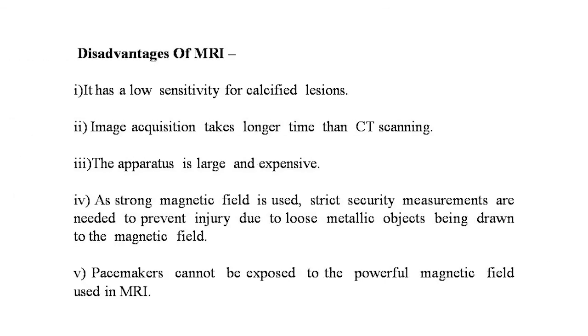Disadvantages of the MRI are it has a low sensitivity for calcified lesions. Image acquisition takes longer than CT scanning. The apparatus is larger and expensive. As strong magnetic fields are used, strict security measures are needed to prevent injury due to loose metallic objects being drawn to the magnetic fields. Pacemakers can be affected by the powerful magnetic fields used in the MRI.